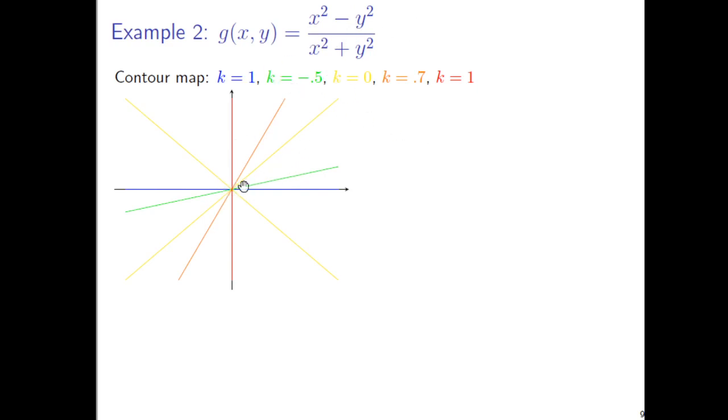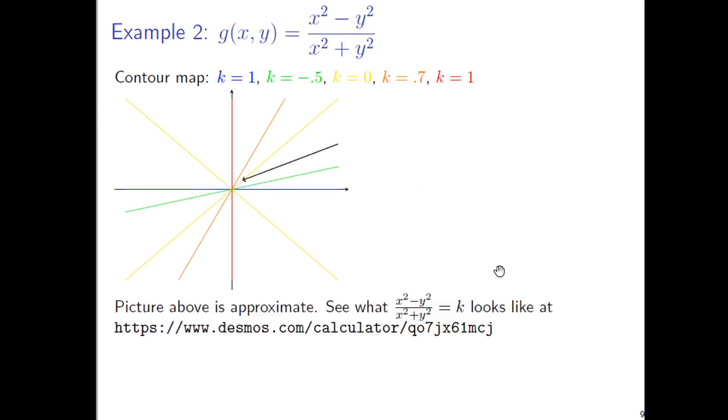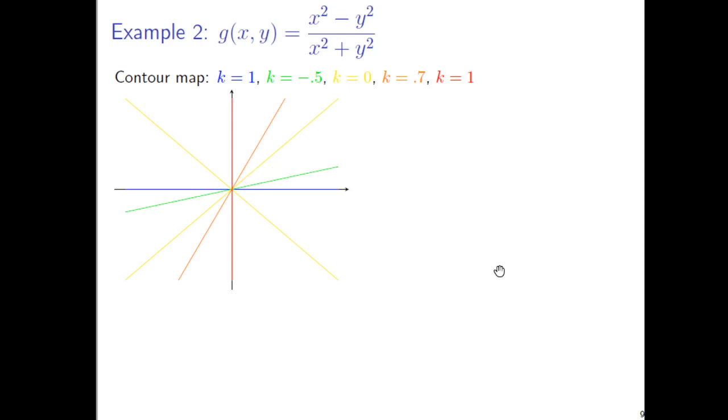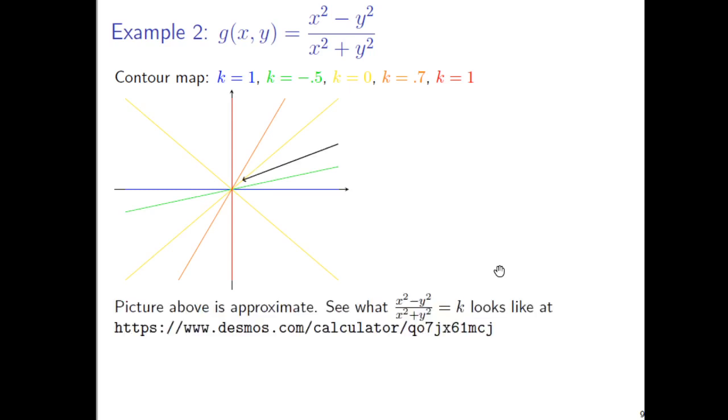Okay, and then all the points shown on this line through the origin with a slight positive slope, that's where the output is negative 0.5. This line where the slope is, I believe, 1, and this other line where the slope is negative 1, those are all the points where the output is equal to 0, and on it goes. But this picture is a little approximate. You can see what this really looks like using Desmos, and we'll do this in just a moment.